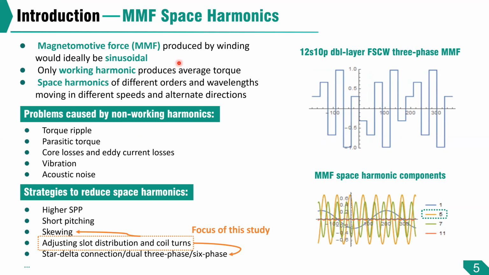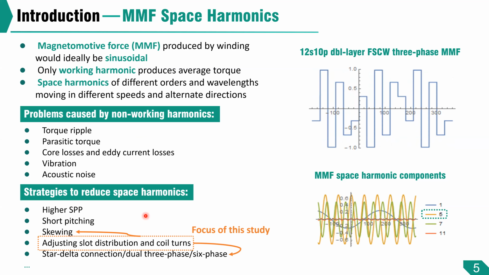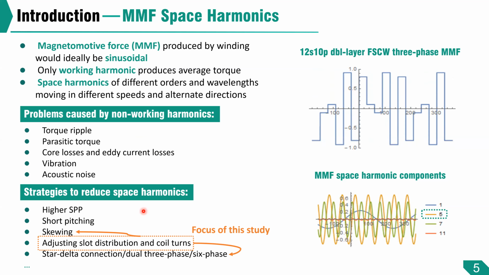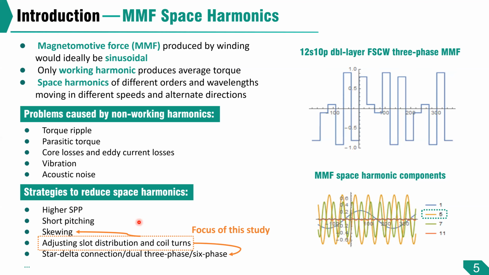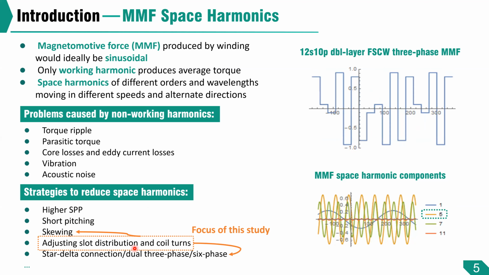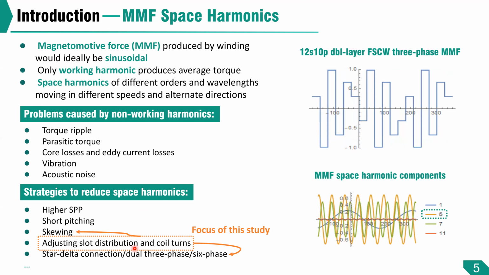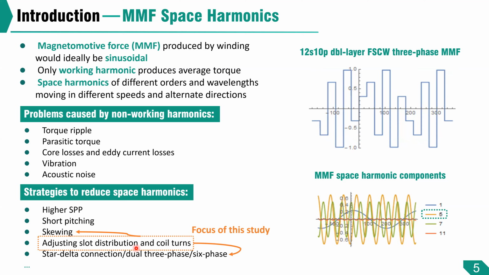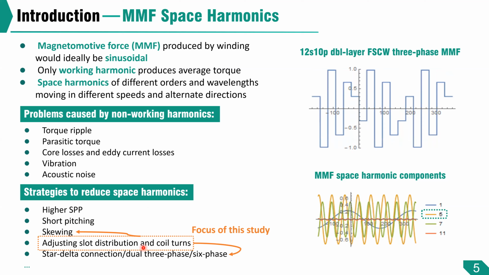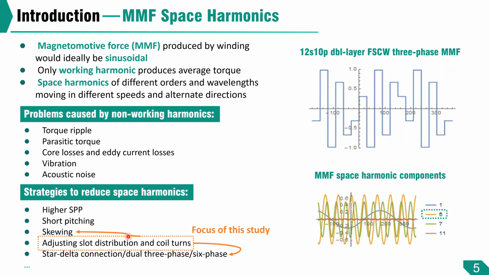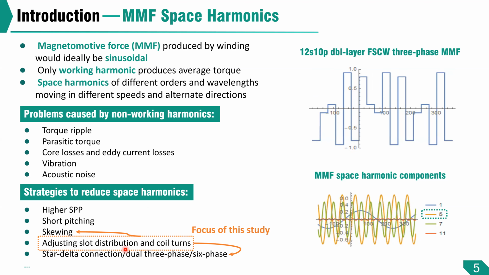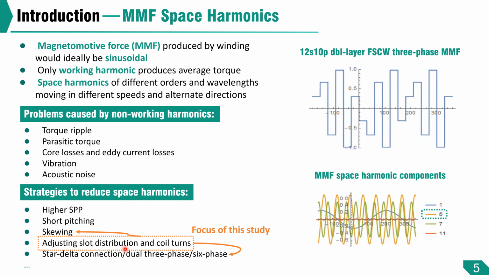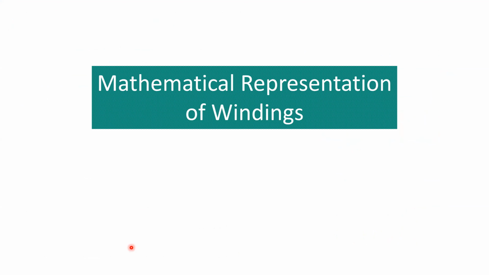Conventional methods to reduce space harmonics include choosing a higher SPP, short pitching, and skewing. Beyond those, a more challenging topic is how to adjust coil turns and slot distribution to reduce the space harmonic content. We also show that it can be combined with skewing or star-delta connection, which is in effect a dual three-phase connection, to further enhance the harmonic reduction. In order to do that, we first need a general mathematical representation of windings.